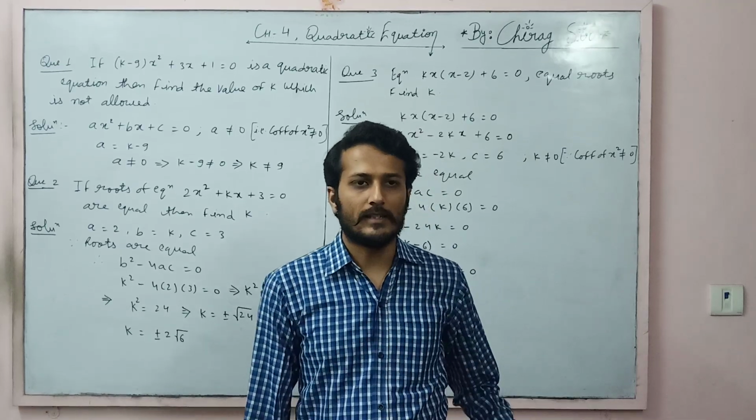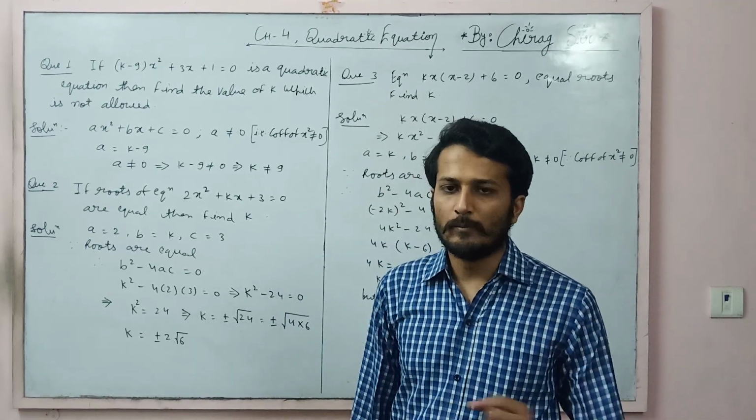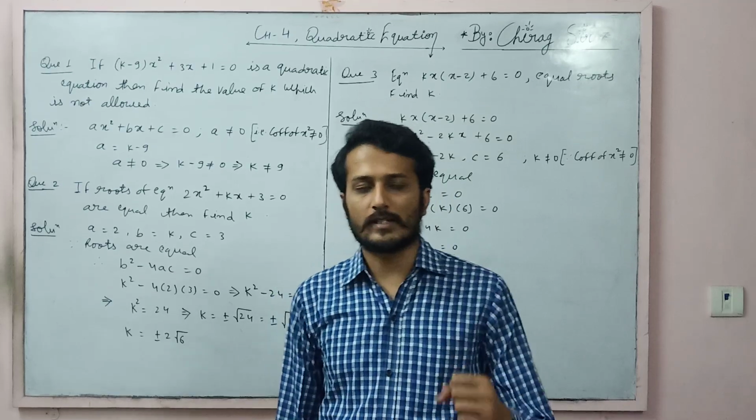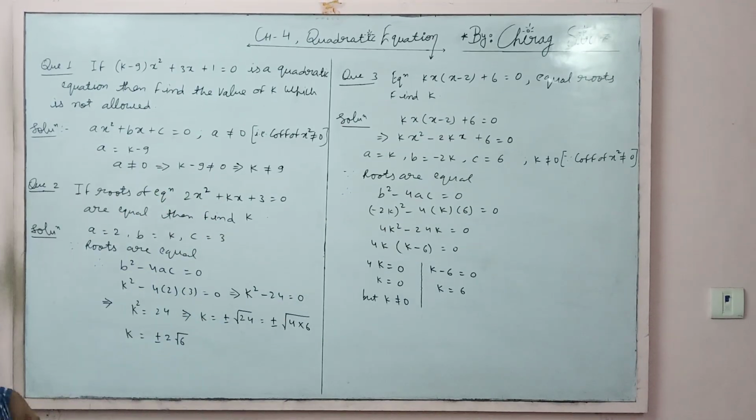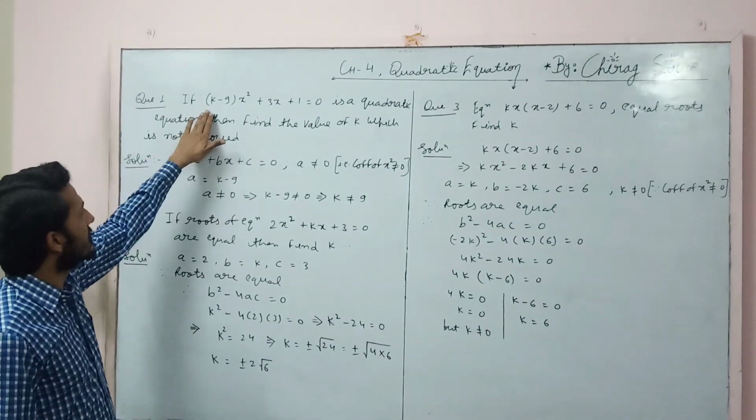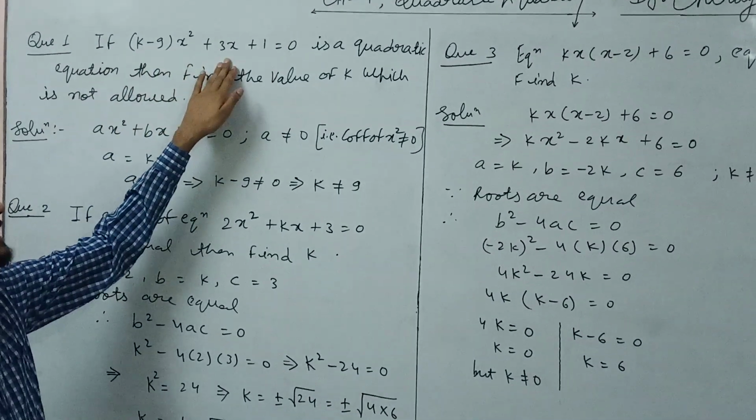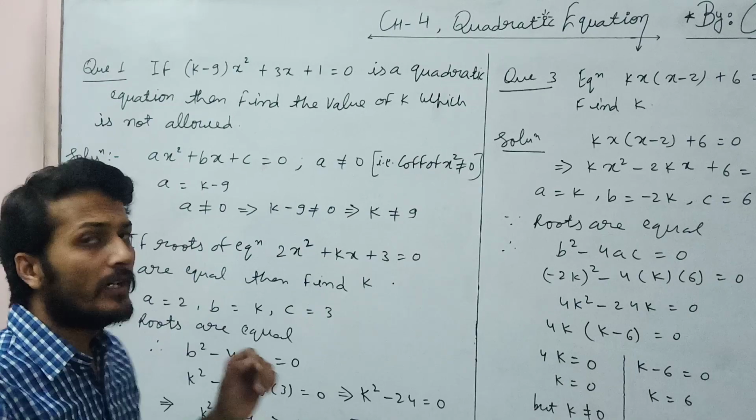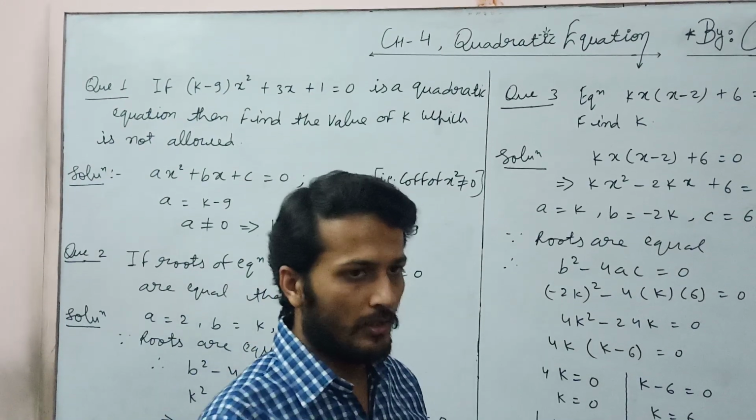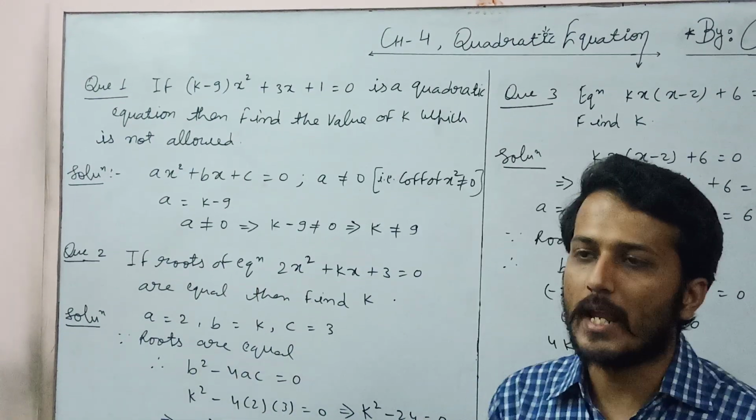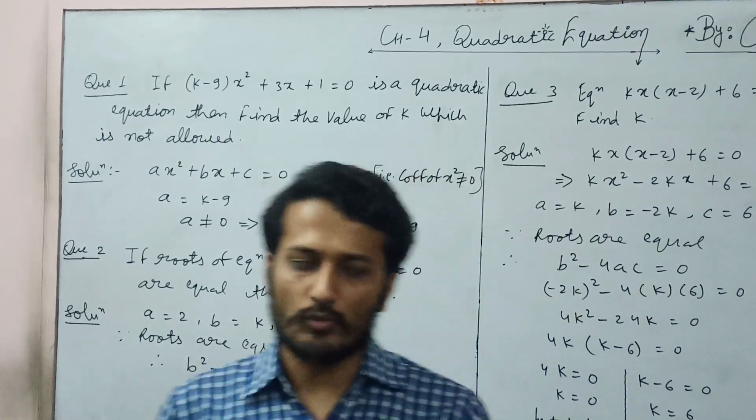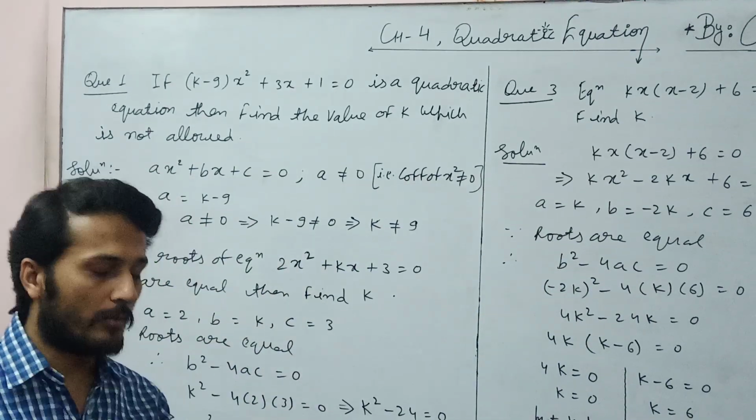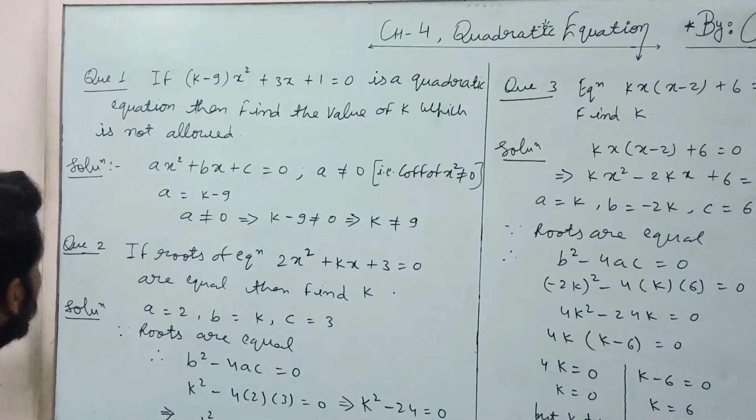Hello students, in this video we will discuss some more questions based on discriminant. So the first question which we will discuss is: if (k minus 9)x square plus 3x plus 1 equal to 0 is a quadratic equation, then find the value of k which is not permissible or not allowed. This question comes in the examination for 1 mark and is a very simple question.